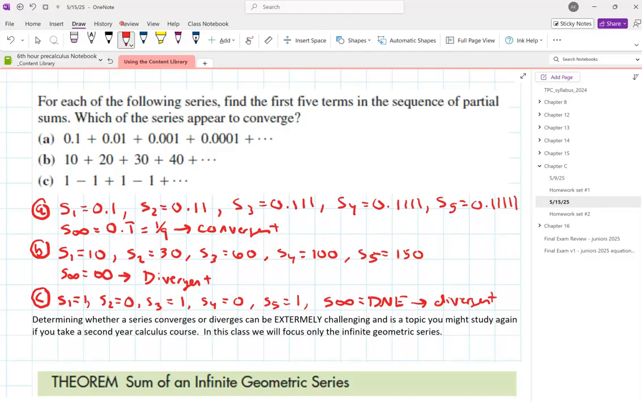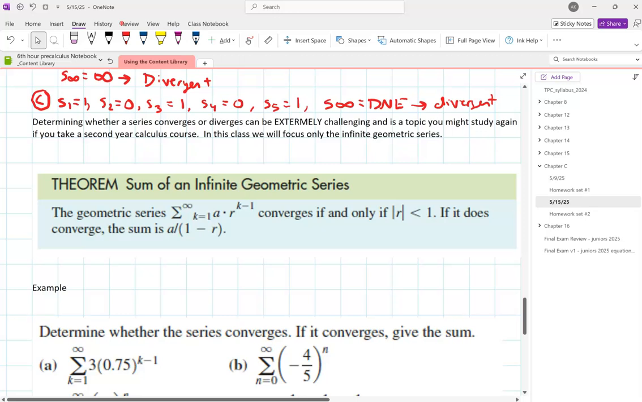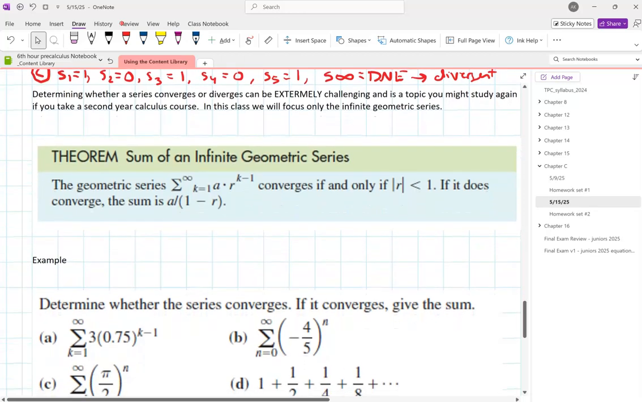Now, in general, determining whether a series is convergent or divergent can be extremely difficult. That's something that you would study in a pretty good amount of detail in like a second-year calculus course, way beyond the scope of what we're doing here. I will ask you in one situation to be able to tell if a series is convergent or divergent, and that is specifically for an infinite geometric series.